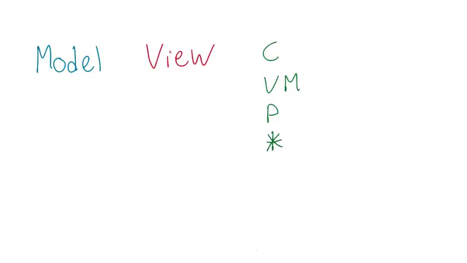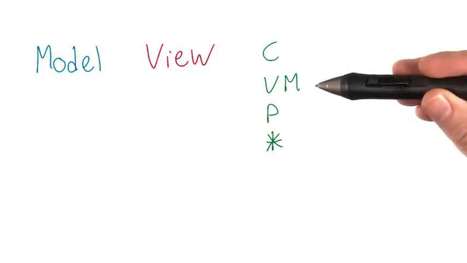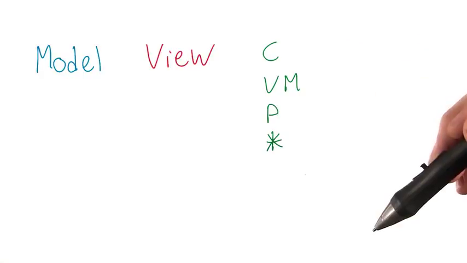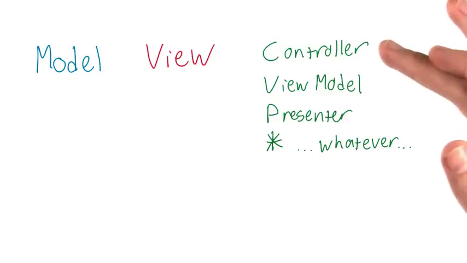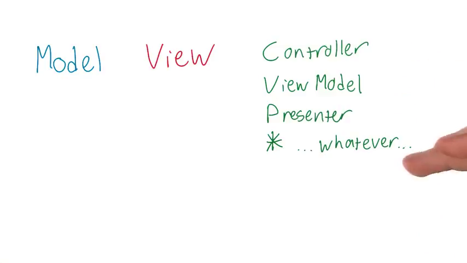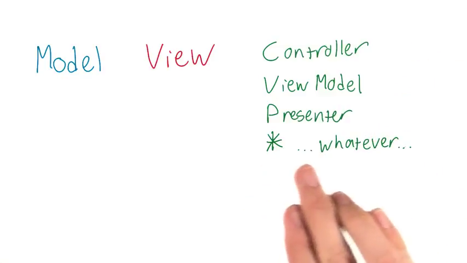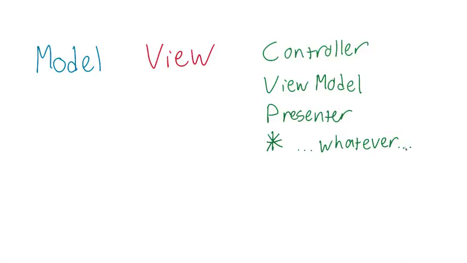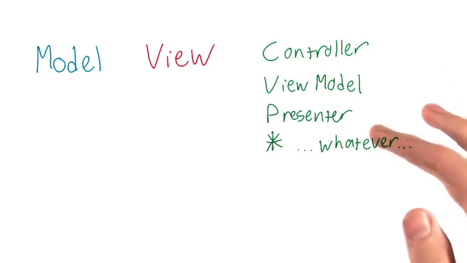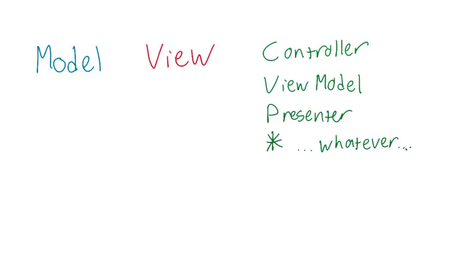If you search around the web, you'll find all kinds of acronyms like MVC, MVVM, MVP, and MV*. These stand for Model View Controller, Model View ViewModel, Model View Presenter, or Model View whatever. Fundamentally, the C, VM, P, and asterisk are all solving the same problem: separating our model from our view.